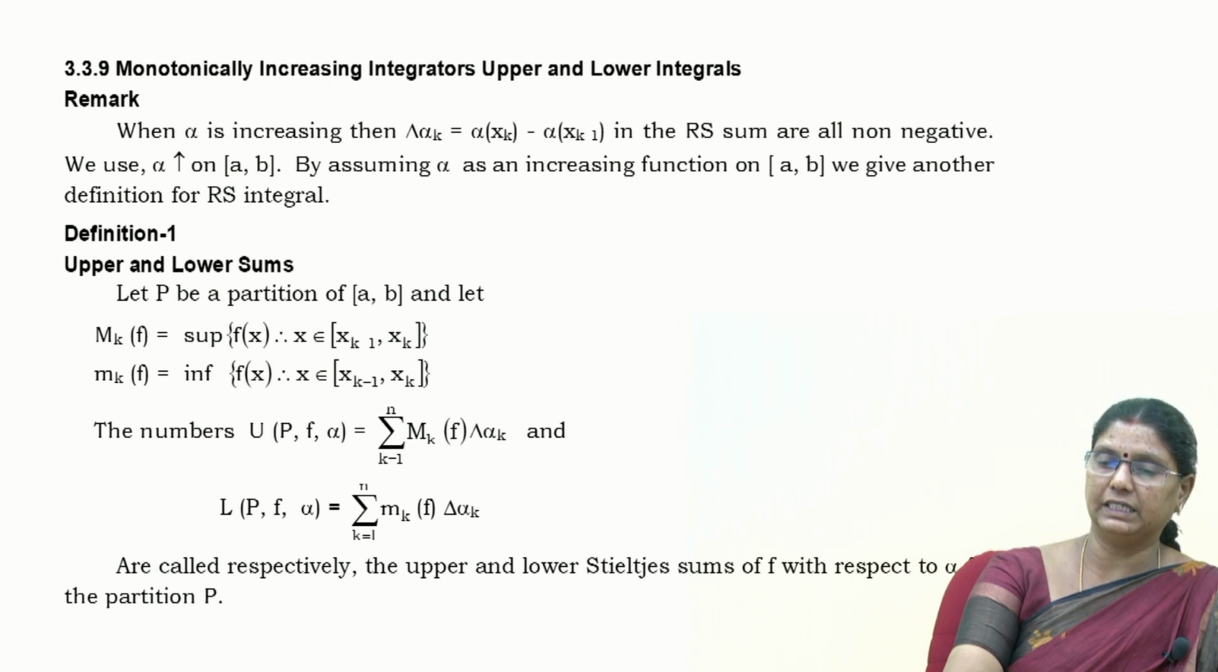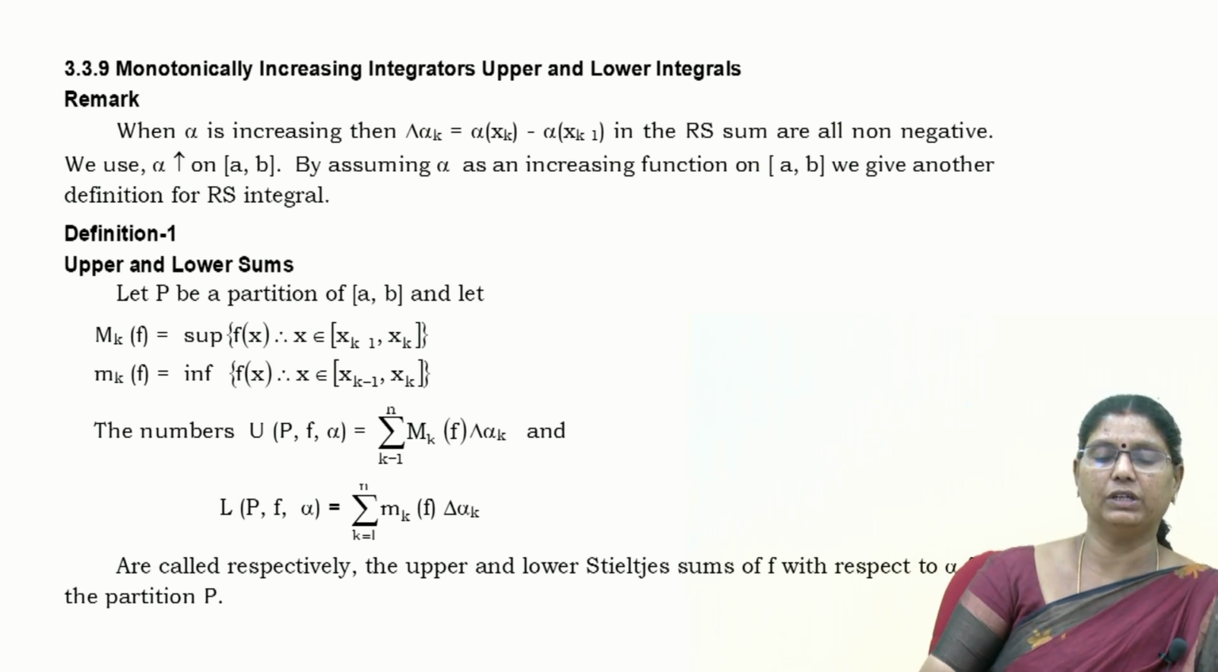Since we are considering increasing functions on the closed interval [a, b], here alpha is increasing, then delta alpha k, which can be expressed as alpha of xk minus alpha of xk minus 1 in the Riemann-Stieltjes sum, are all non-negative. We use this by assuming alpha as an increasing function on [a, b]. So, we give another definition for the Riemann-Stieltjes integral.